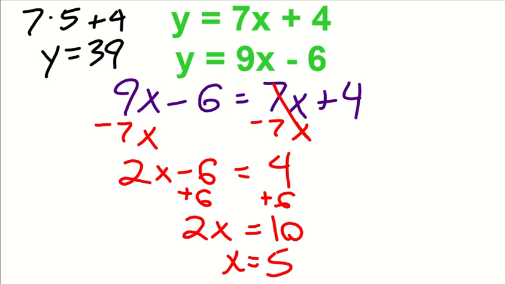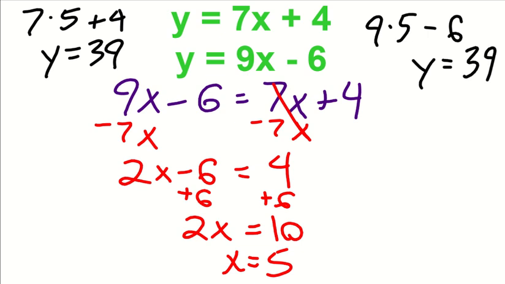Just to show you, though, if we use the other one, 9 times 5 minus 6. 9 times 5 is 45. 45 minus 6 is 39. If your x value is correct and you do the math correctly with both of those, it should work out the same way. Any questions on those? All right, so that's what you do when they're both y equals.